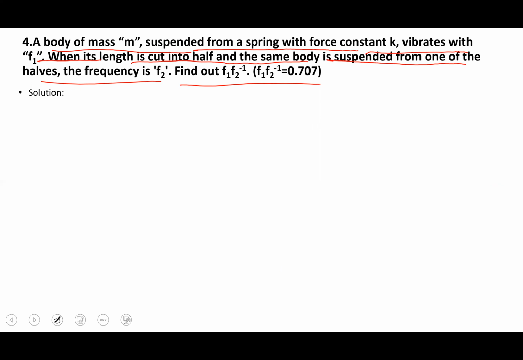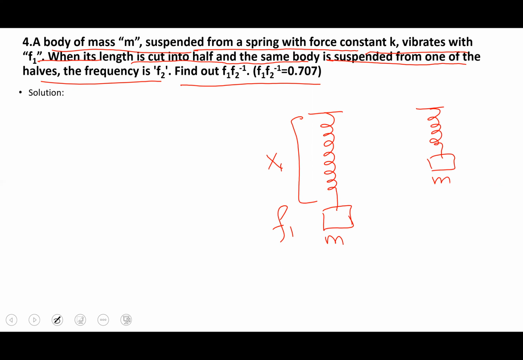Now, this is a situation that we are considering, that there is a spring over here and there is a mass attached to that spring. Let's call that mass M, and it has a length, let's say, of x1, and it is vibrating up and down with frequency f1. Now he says that if we basically cut that spring into half with the same mass attached to it, and now the length of that spring is, let's say, x2, which is half of x1, the frequency over here will be f2, and we are required to find out the comparison between f1 and f2.